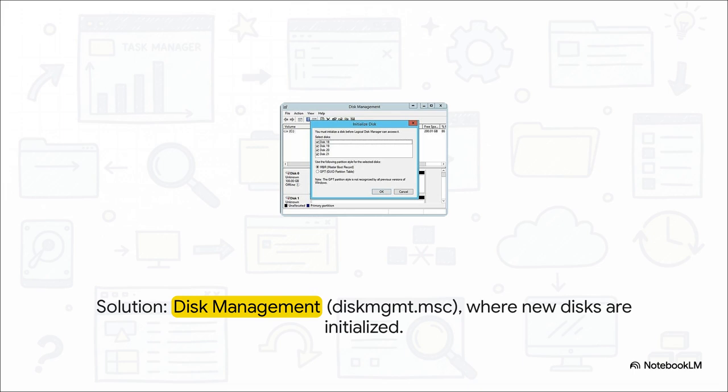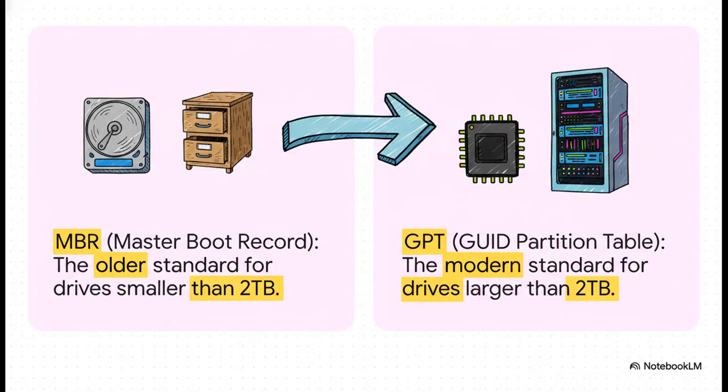And you do that with another one of these secret tools. This one's called Disk Management, or diskmgmt.msc. And look, the very first thing it does when it sees a new drive is ask you to initialize it. That's basically just a fancy word for saying, hey, how do you want to set this thing up? And right away, you're faced with a choice that looks kind of scary, MBR or GPT. But don't worry, it's actually really simple.